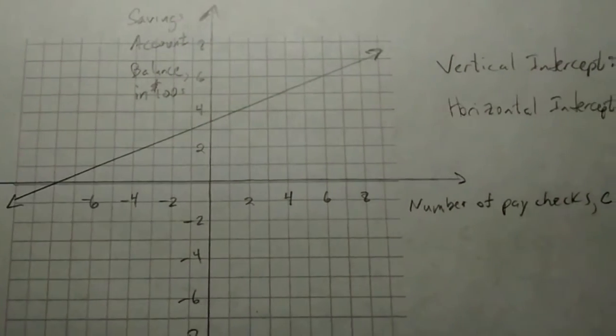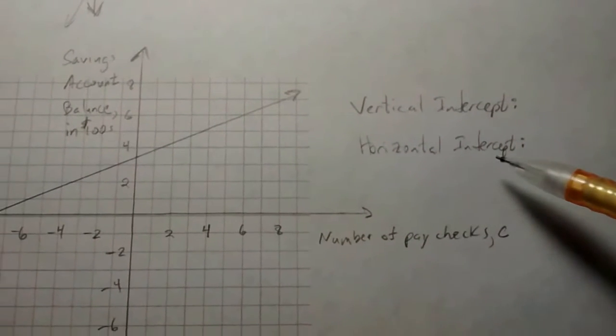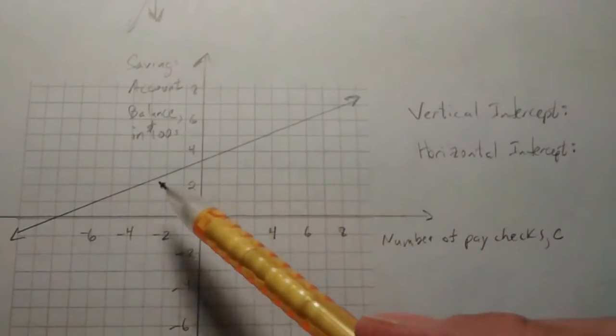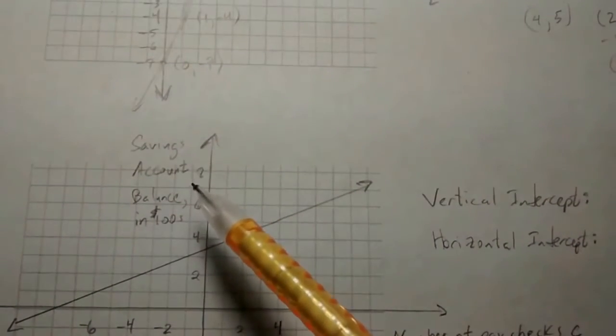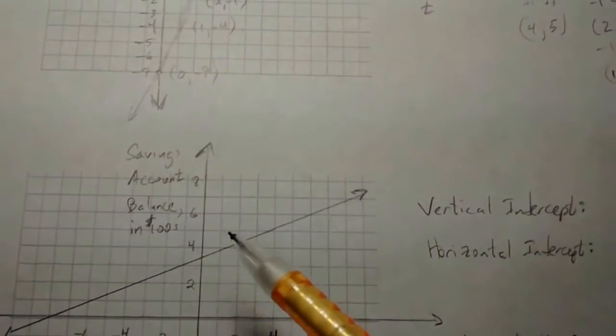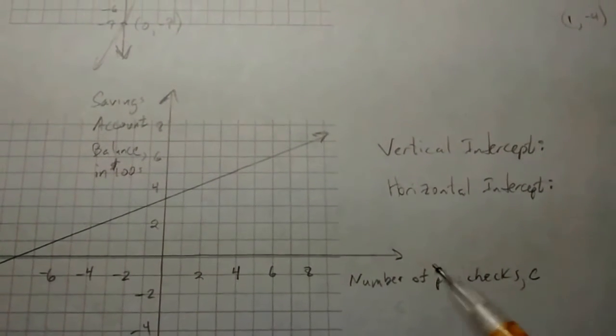Alright, here's another example of trying to find the vertical intercept, and I'm also going to show you how to find the horizontal intercept just given the graph of a linear function. So let's say this line represents the linear function between your savings account balance in hundreds of dollars with respect to the number of paychecks.